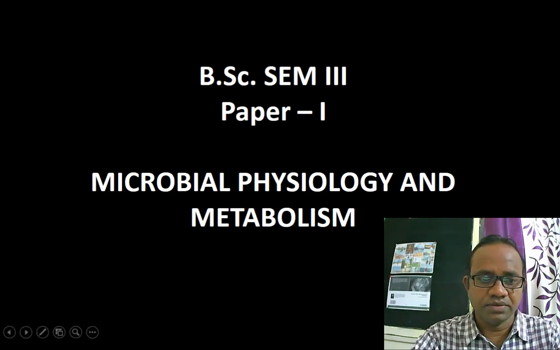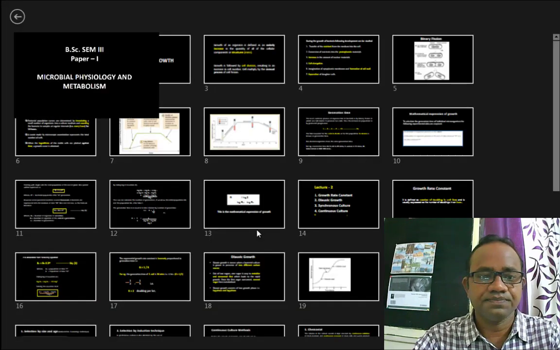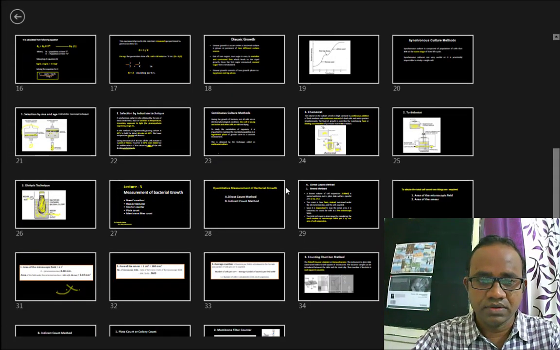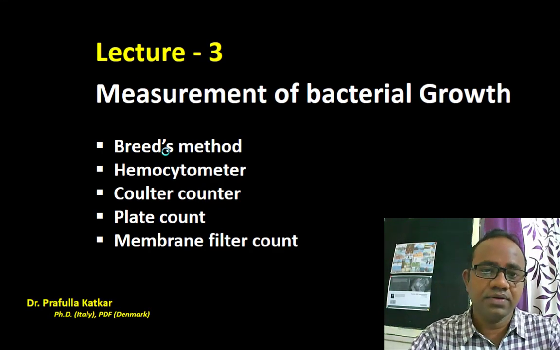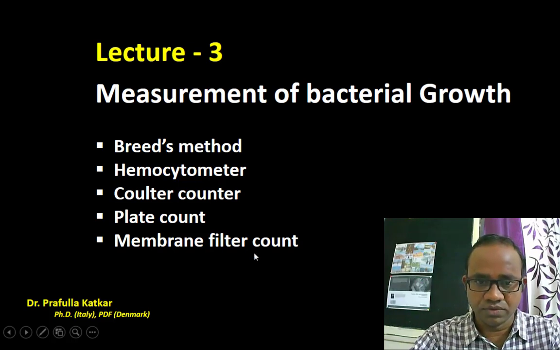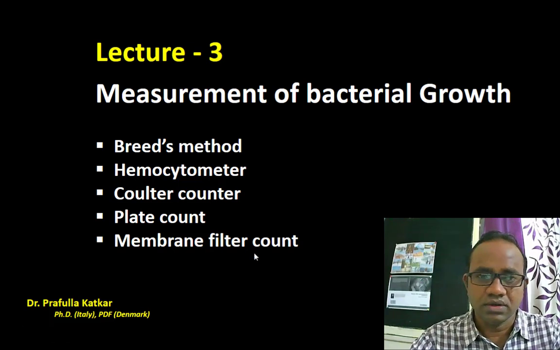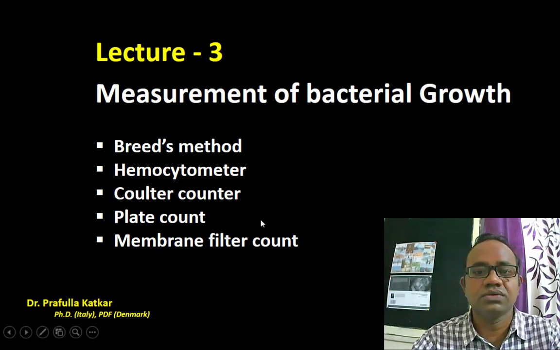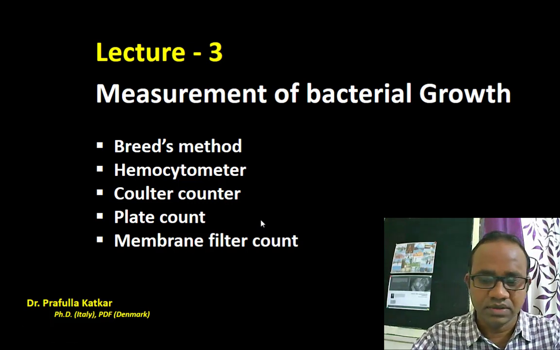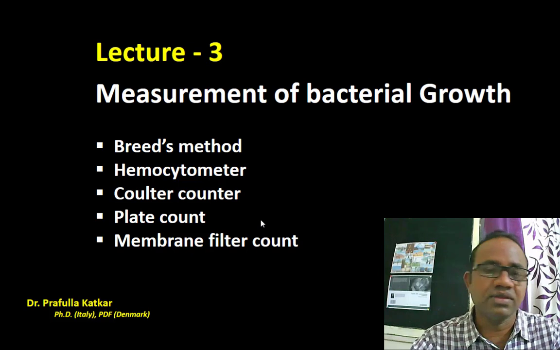In this lecture particularly we will discuss a very important aspect of bacterial growth calculations. So we will have these 3-4 topics to be covered in this lecture. Most of all deal with the way of calculating the bacteria. We have the Breed's method, hemocytometer, Coulter counter, plate count, and the membrane filter count methods. So these methods are all particularly dealing with the way to calculate the amount of bacteria or the number of bacteria present in the medium.